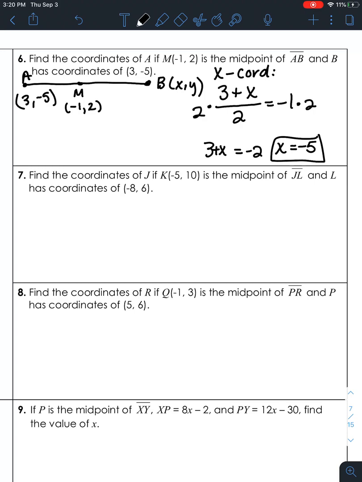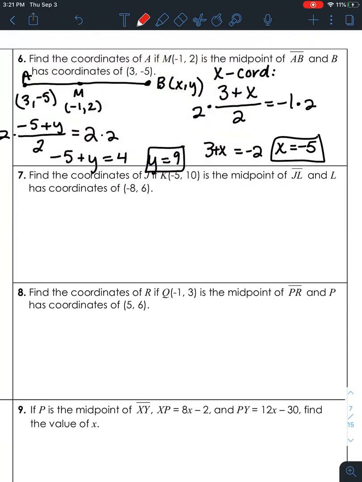I'm going to do the same thing with y. So I'm going to do my y endpoint, that's negative 5, plus I don't know my other endpoint, divided by 2 is equal to my y midpoint. Again, solve, so multiply by 2 on both sides. So that gives me negative 5 plus y equals 4. Add 5 to both sides, so my y is going to be 9.